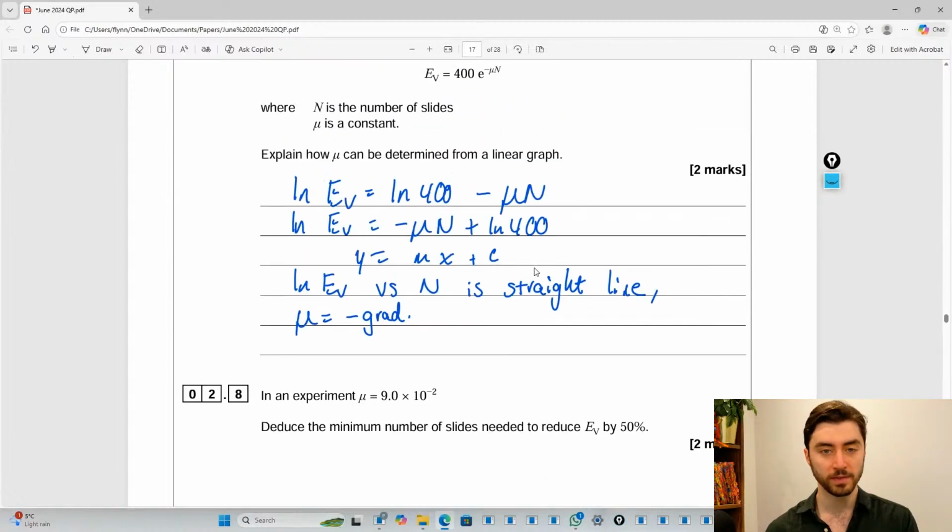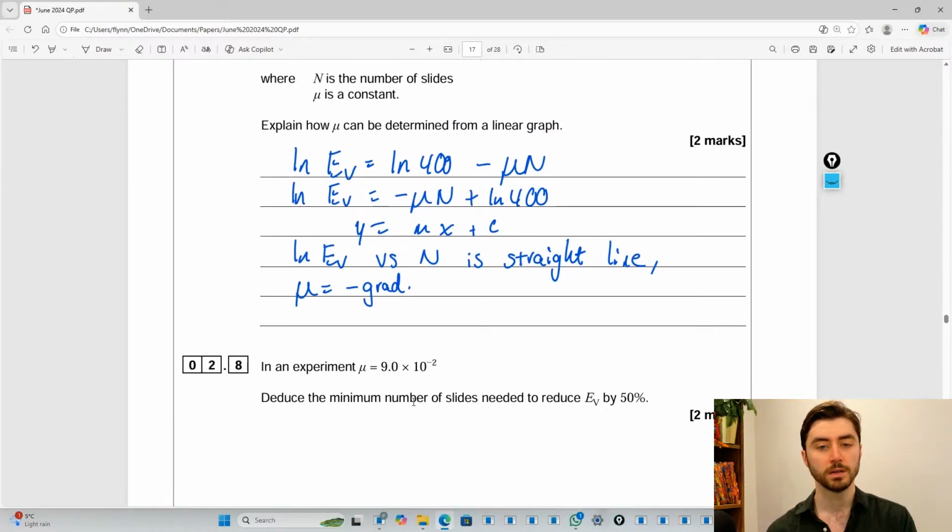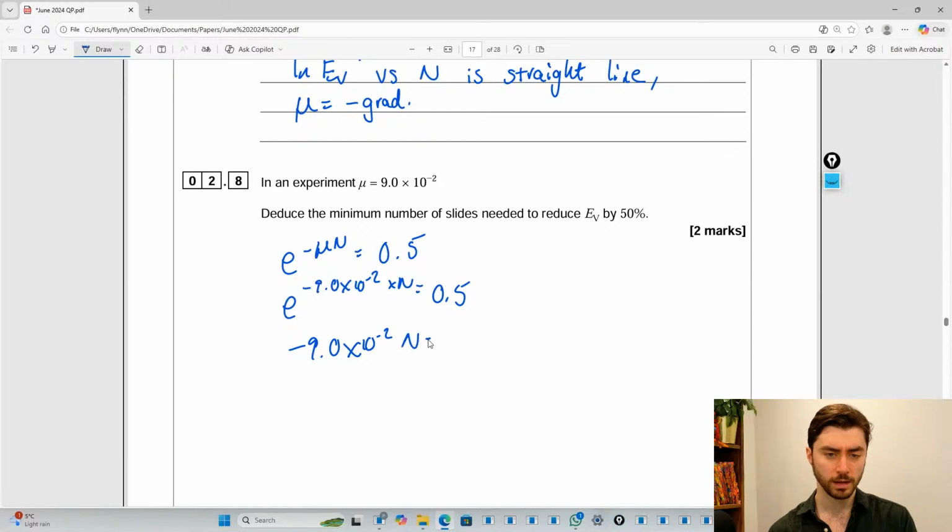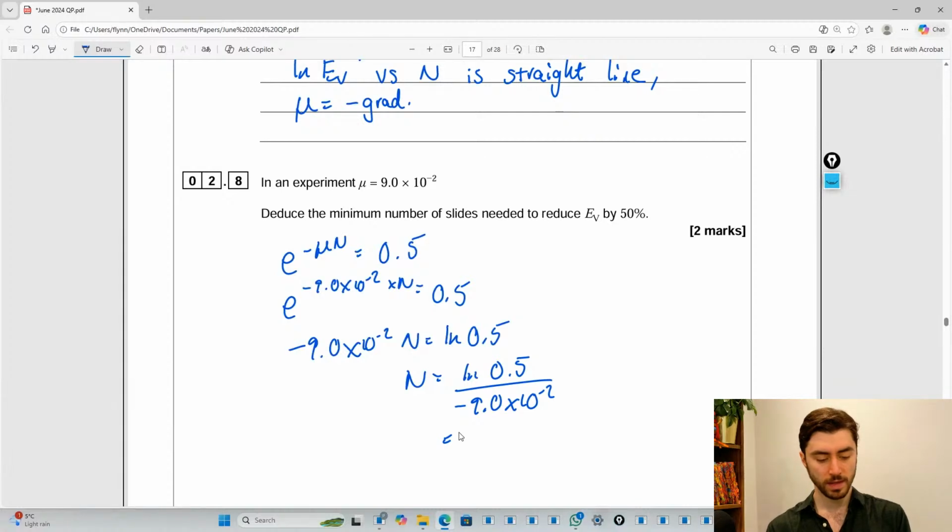So reducing EV by 50% means that, well, obviously when n is 0, then EV is 400. So when is it 200? It's really just saying that e to the minus mu n equals 0.5. So e to the minus 9.0 times 10 to the minus 2 times n equals 0.5. Take logs of both sides. So n is equal to ln of 0.5 all over negative 9.0 times 10 to the minus 2. And that is, I imagine, not going to give me a very pretty number. It is 7.7. So in other words, the 7 doesn't get you there. You can't have 7.7 slides. So minimum 8 required.